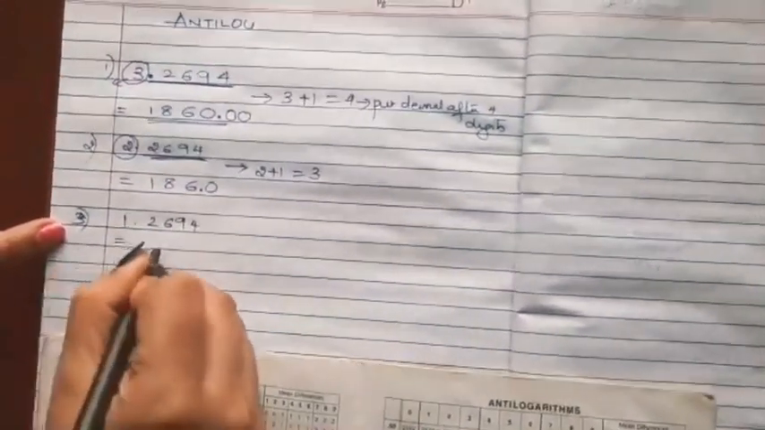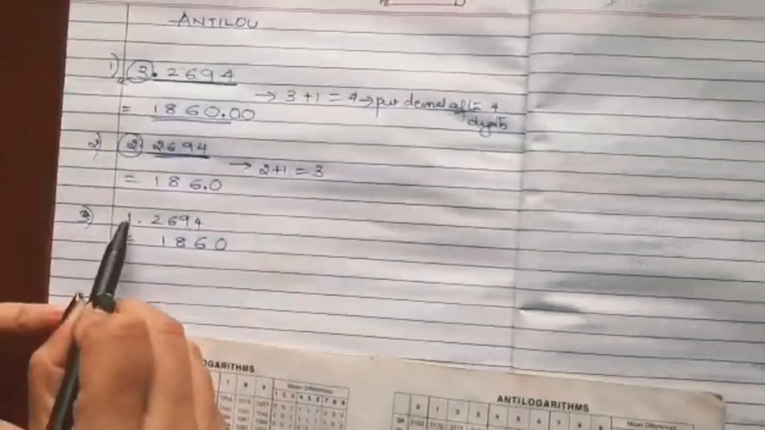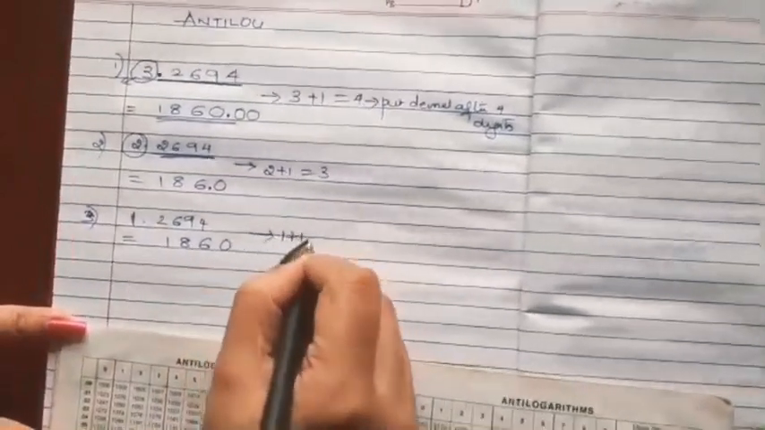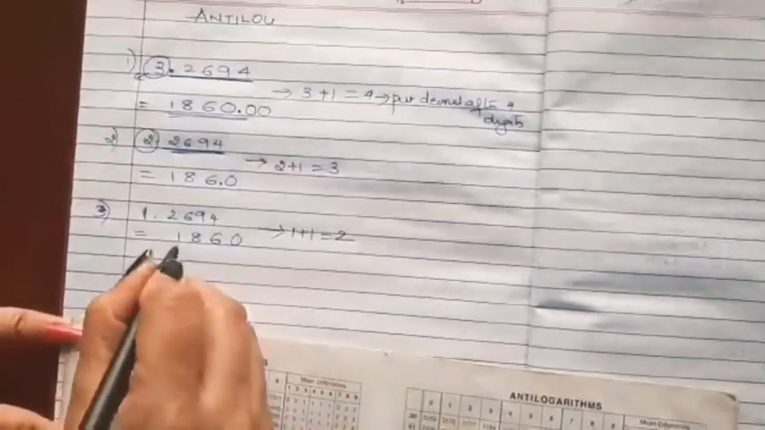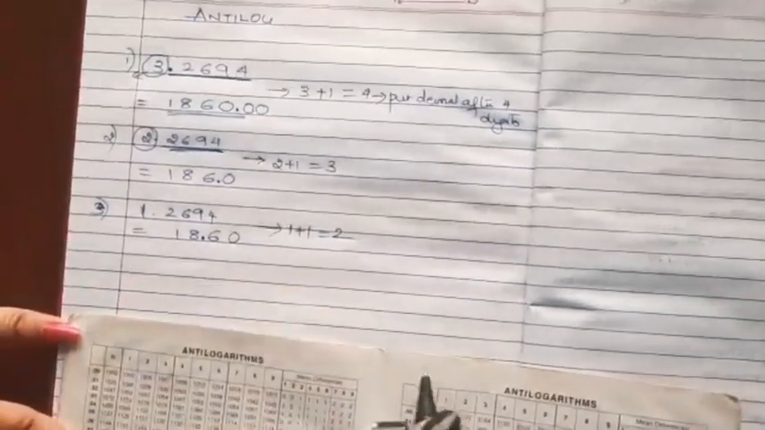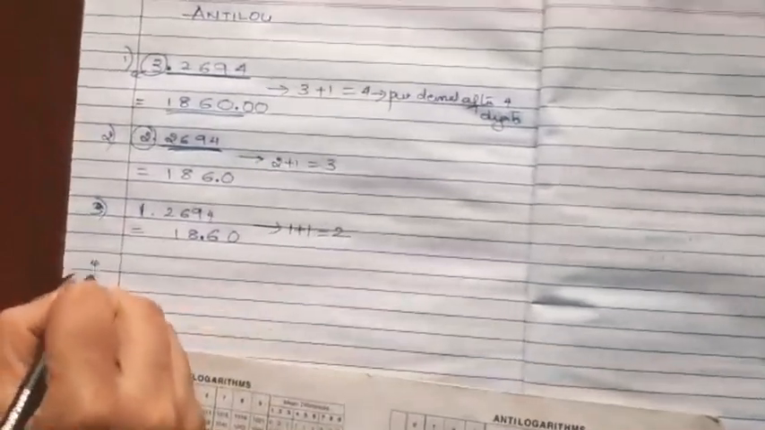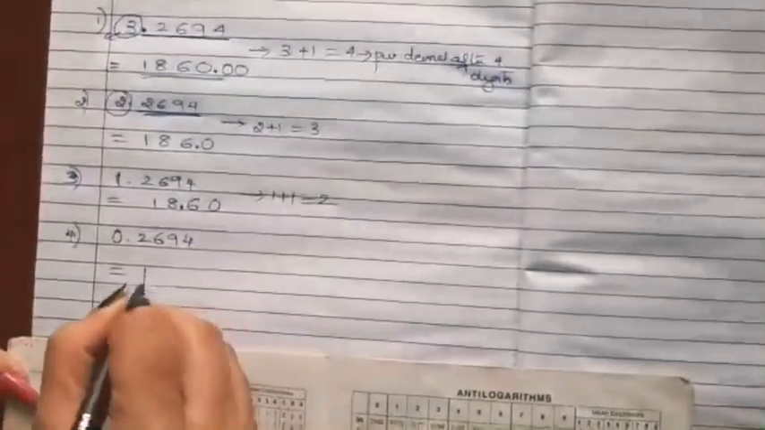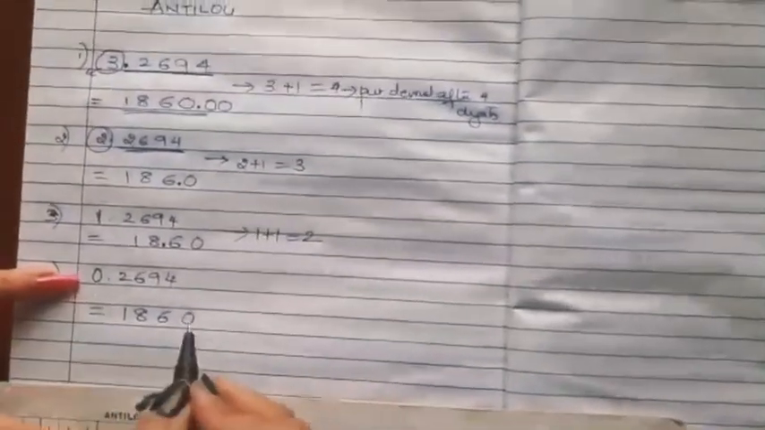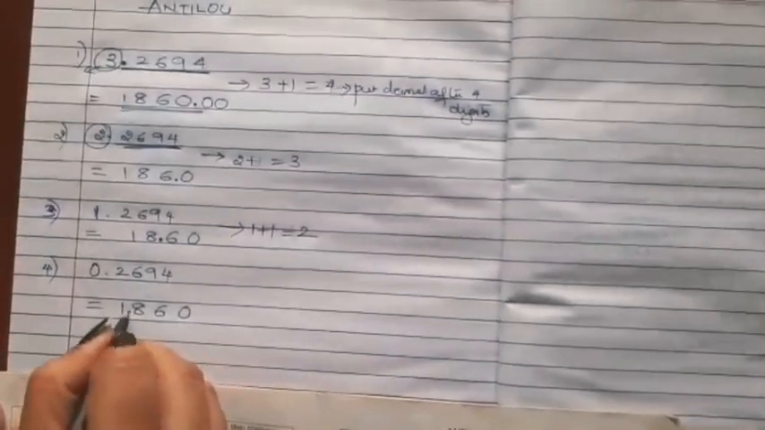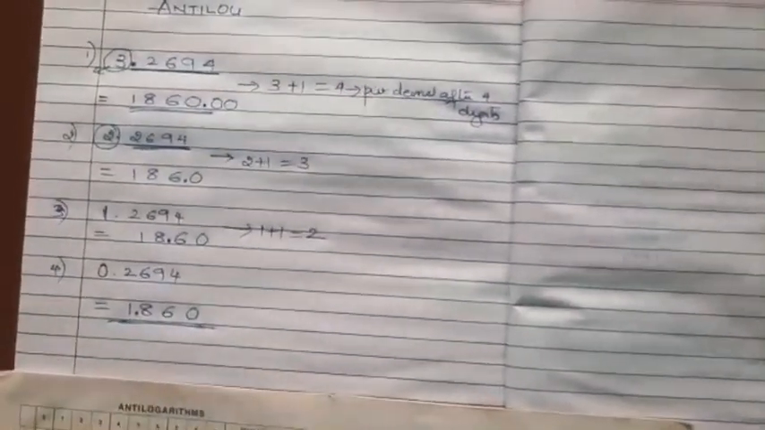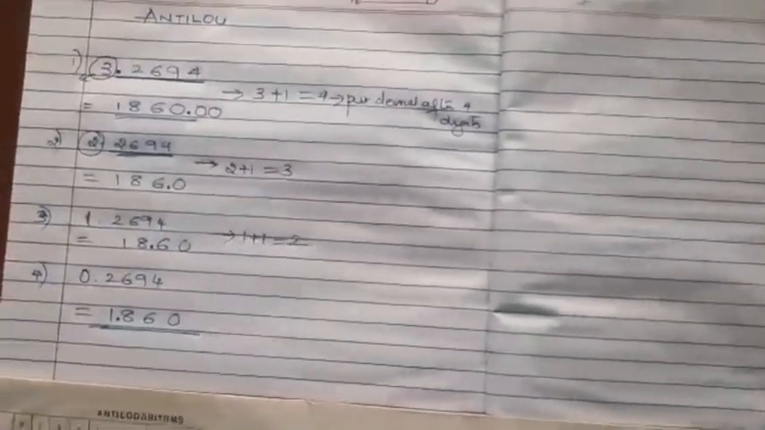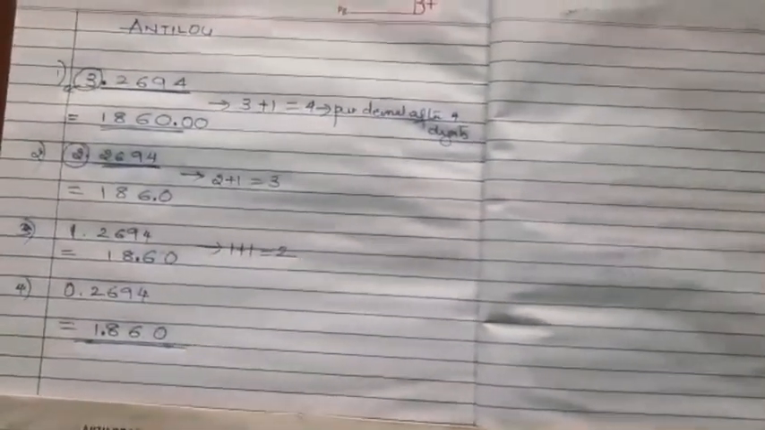Again, if I decrease it to 1.2694, it will have the same antilog. Since here it is 1, 1 plus 1 will become 2. So decimal after 2 numbers, 1, 2, point. So 18.60. If I had 0.2694, it would have become 0 plus 1, so after 1 digit, 1.860. So antilogs are again very simple. In antilogs, you just add one to the characteristic and put the decimal point. Whereas in log, you count the number of digits before the decimal, minus 1, and use that as the characteristic.